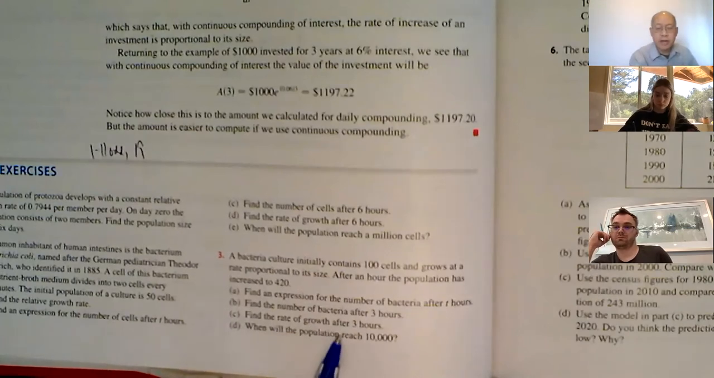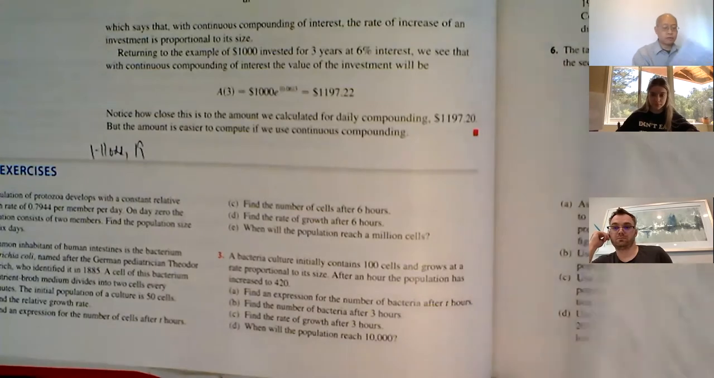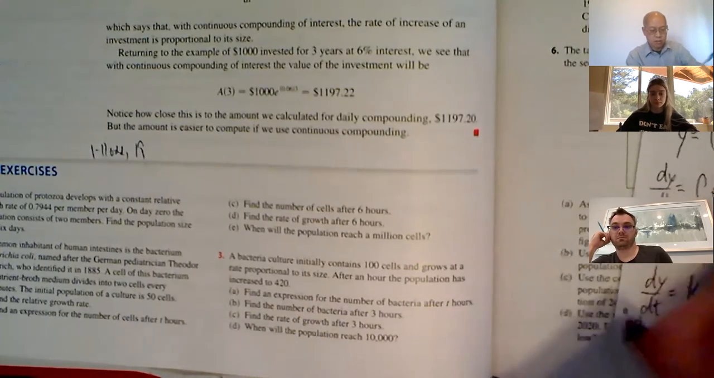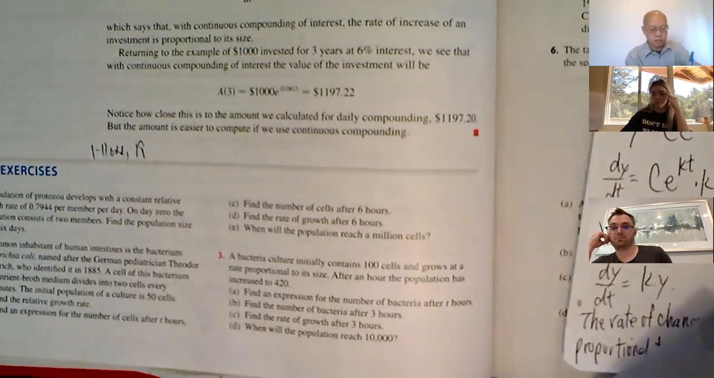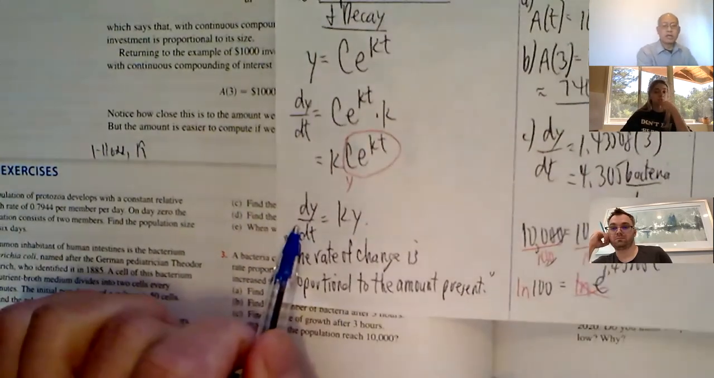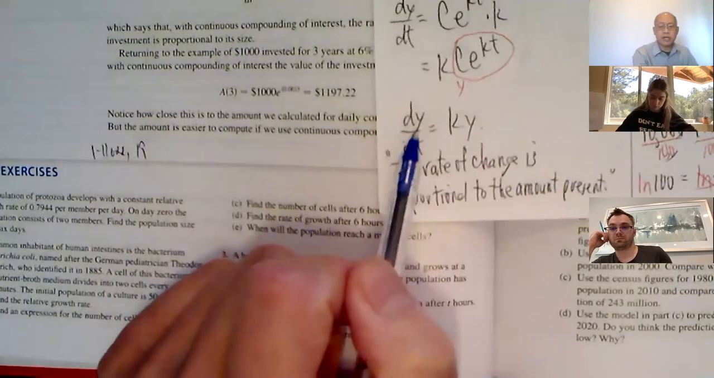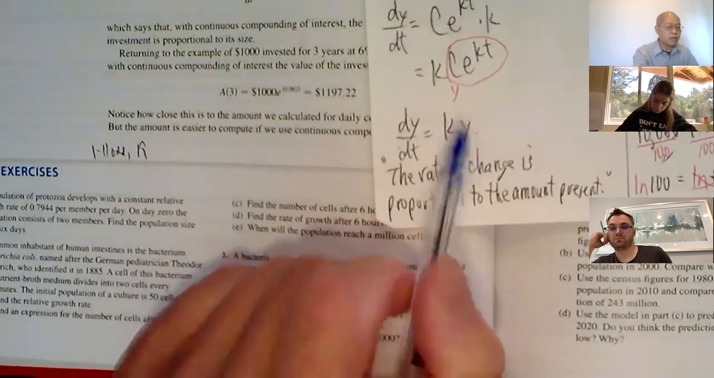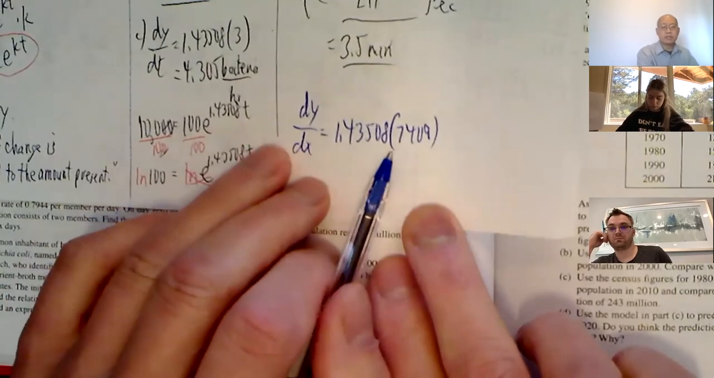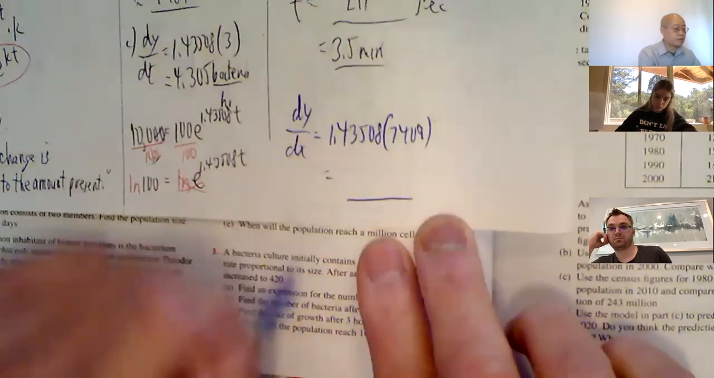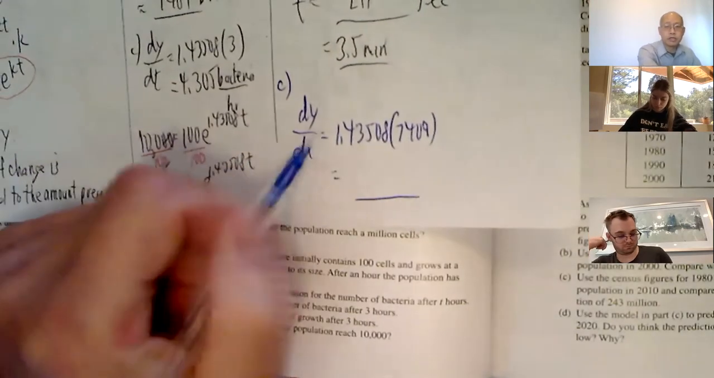C, find the rate of growth after 3 hours. Okay, so I plug into here. So dy/dt is equal to k times y. So find the rate of growth after 3 hours. So dy/dt is equal to k, and the y we just found to be 7409. So dy/dt is 1.435 times the 7409, equals whatever. That's part C. You can just punch it in the machine.